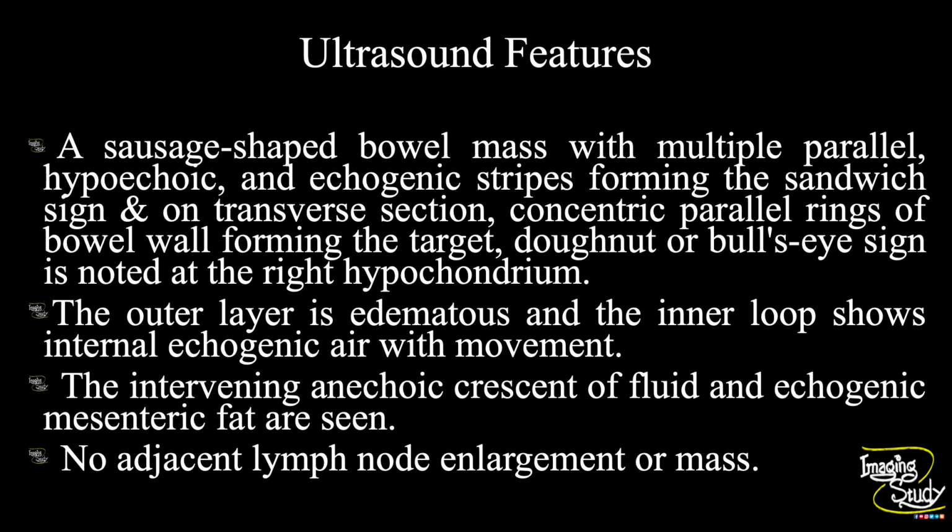So in summary, a sausage-shaped bowel mass with multiple parallel hypoechoic and echogenic stripes forming the sandwich sign, and on transverse section concentric parallel rings of bowel wall forming the target, doughnut or bullseye sign is noted at the right hypochondriac region. The outer layer is edematous and the inner loop shows internal echogenic air with movement.